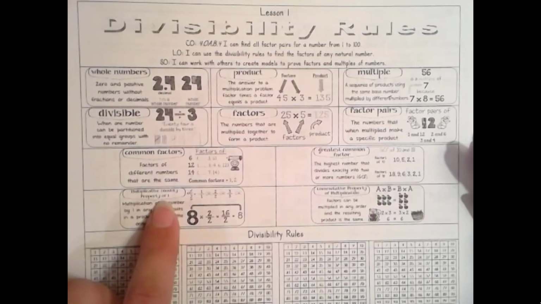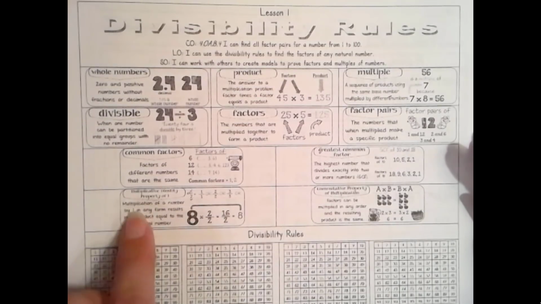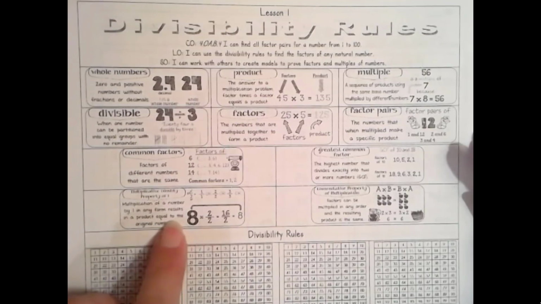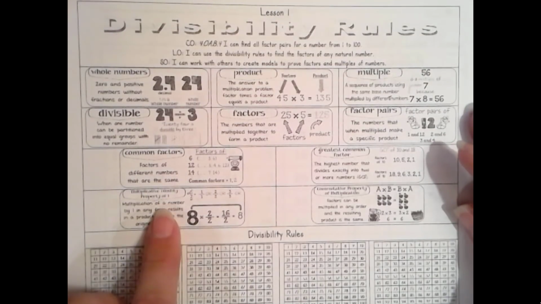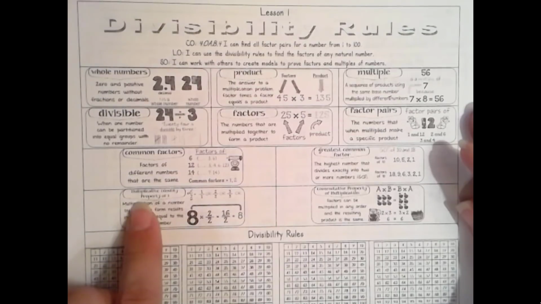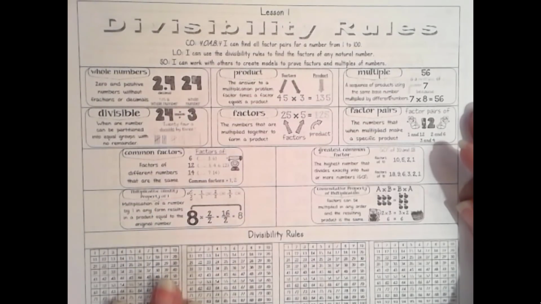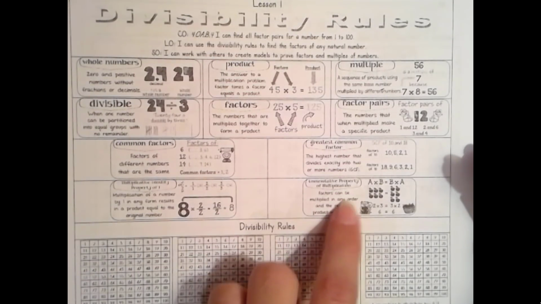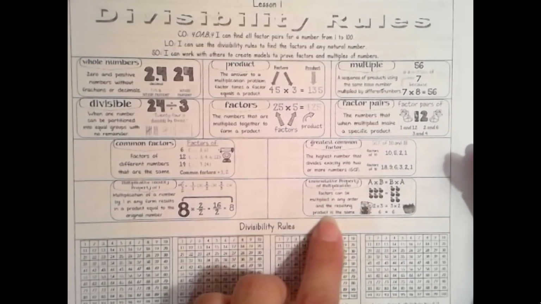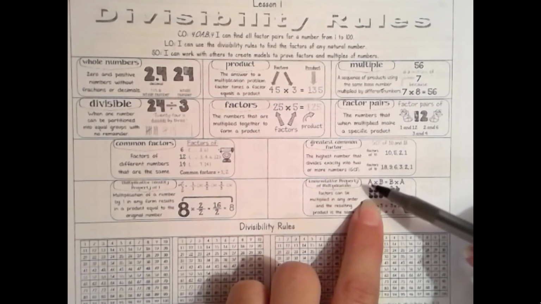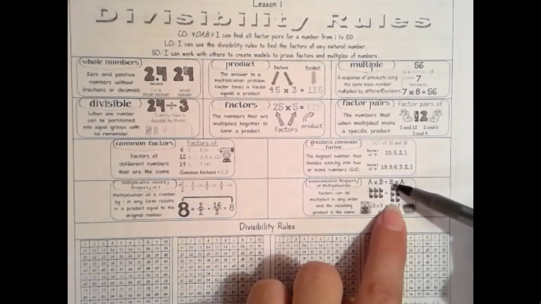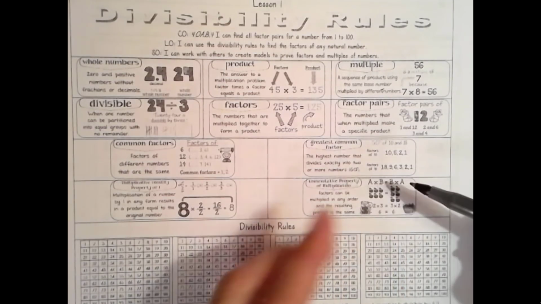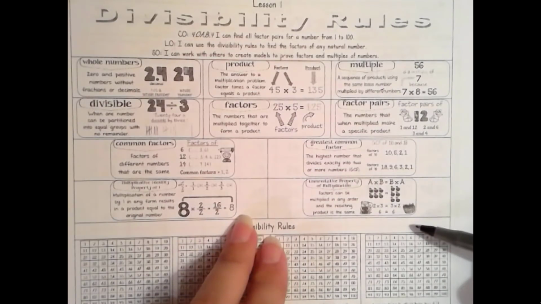Here, the multiplicative identity property, and that is multiplication of a number by 1 in any form results in a product equal to the original number. So basically, the identity property of multiplication says you multiply by 1, it stays the same. The commutative property of multiplication, factors can be multiplied in any order and the resulting product is the same. So here, 2 times 3 gets us 6, and 3 times 2 gets us 6. Doesn't matter the order, we still get the same product.